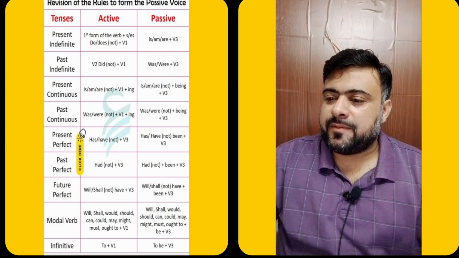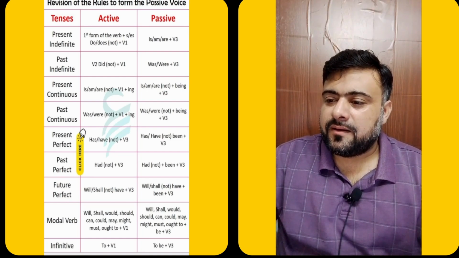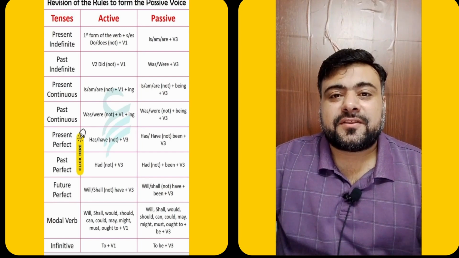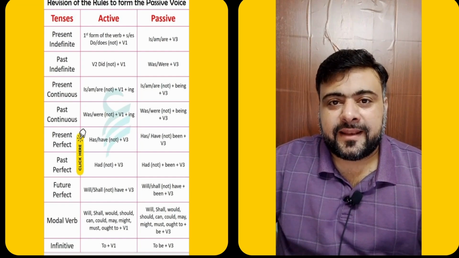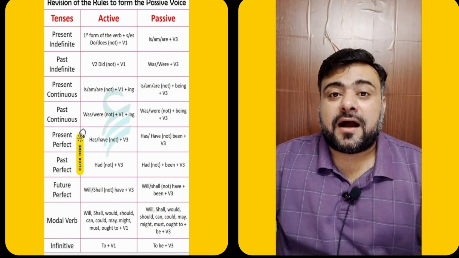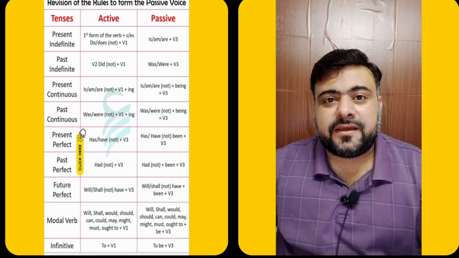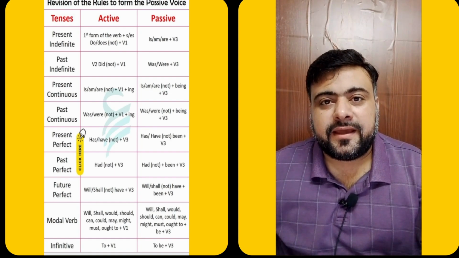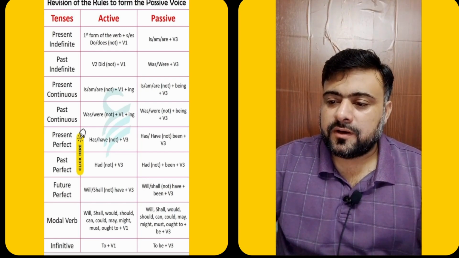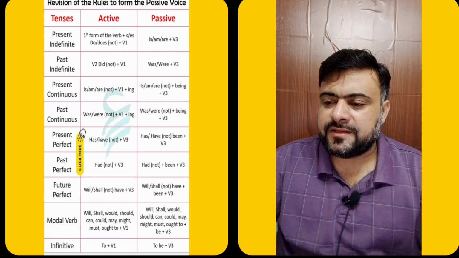We'll be using the same is, are plus being plus the third form of the verb. I am writing a letter. It is the active voice. What is the passive voice? A letter is being written by me. Is being written. Similarly, the past continuous, we use was, were plus the first form of the verb plus ing.